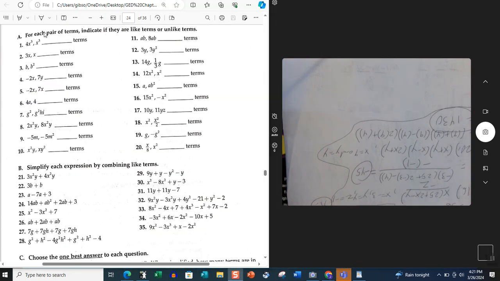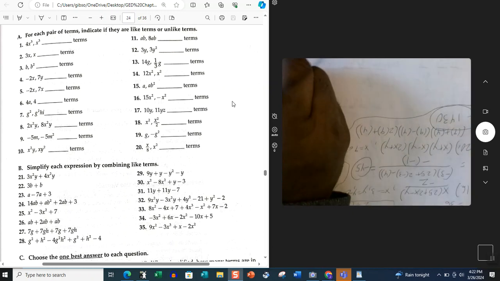Okay, now it says for each pair of terms, indicate if they are like terms or unlike terms. Now again, you take each individual term. If they have variables, it must be the same variable, and the variable must have the same exponent for them to be like terms. If they have variables, but the variables are different, either by it being a different variable or by having a different exponent, then they are unlike terms. So I'm only going to do about 5 of these. So let's start off with problem number 1.